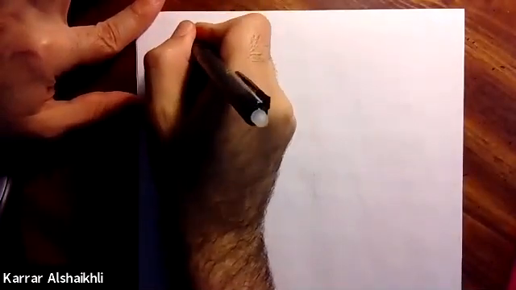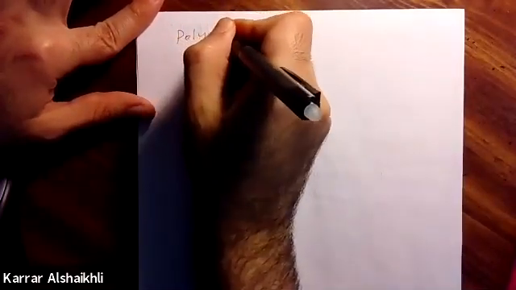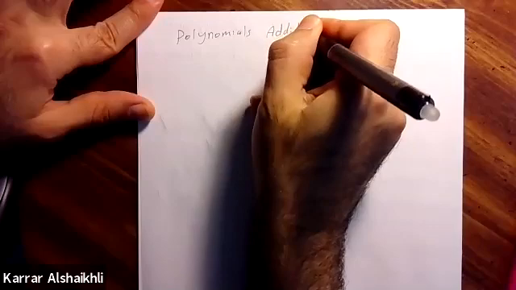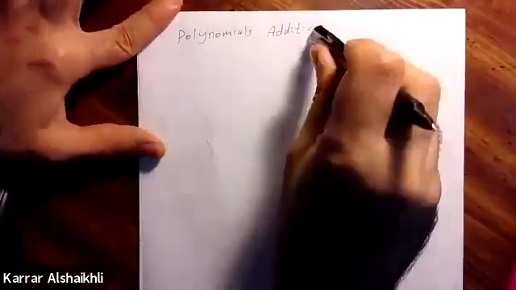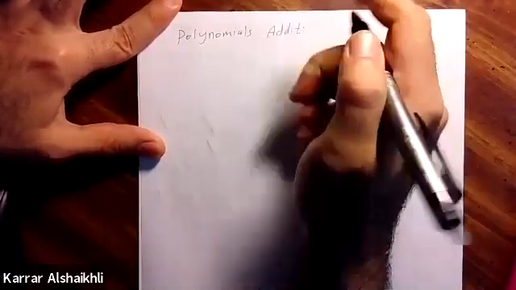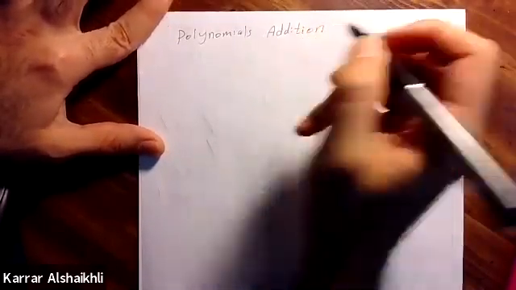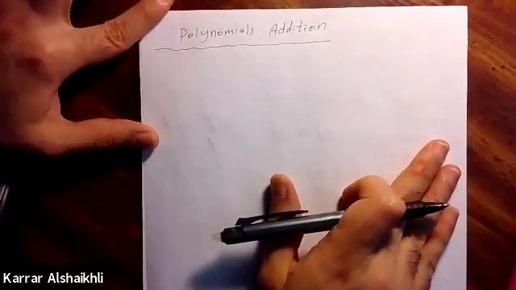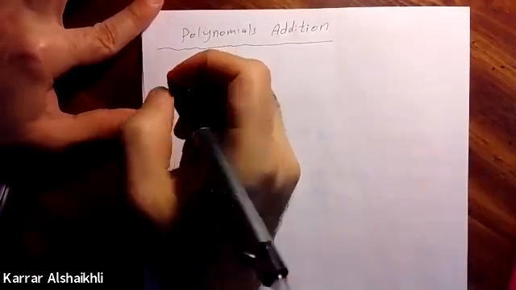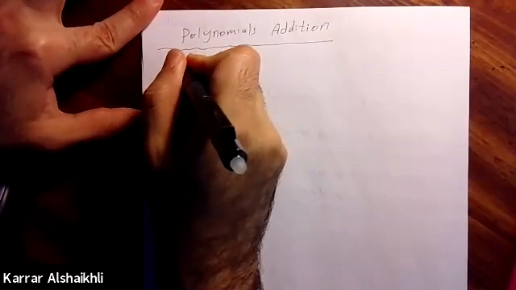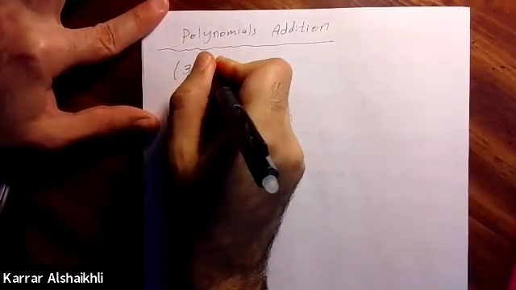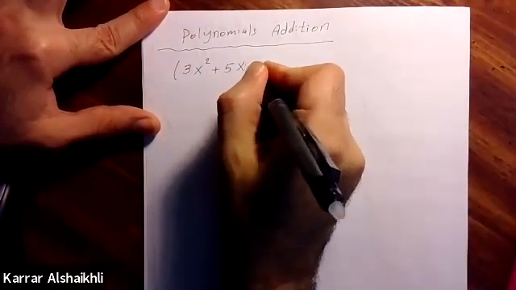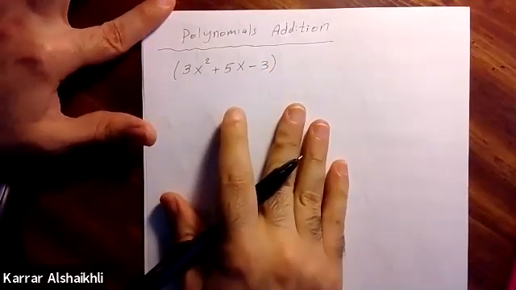So, polynomial addition. You're just going to write down the first polynomial, and then you're going to write down the second polynomial. I'm going to give you an example so you can understand the whole thing. If we want to try to add 3x squared plus 5x minus 3, this is the first polynomial.